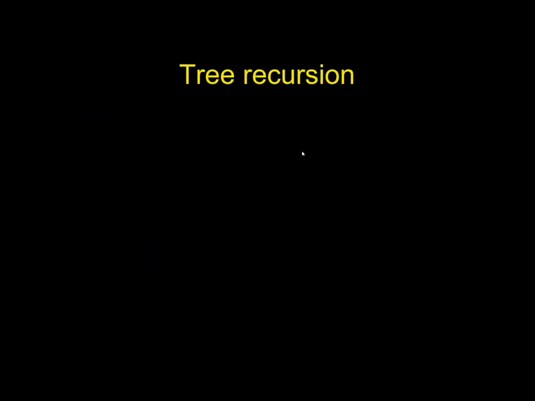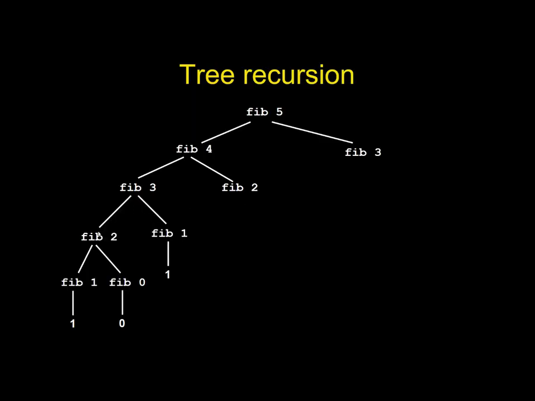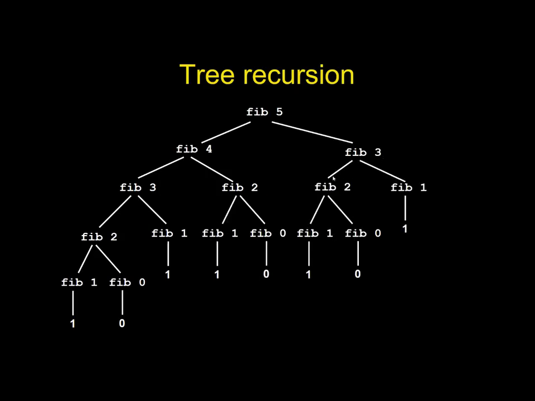Let's see how this recursion works. Fib5 will call Fib4 and Fib3. Fib4 will call Fib3 and Fib2, and likewise Fib3 will call Fib2 and Fib1, and so on. Same here, Fib2 will call Fib1 and Fib0, and Fib3 will call Fib2 and Fib1, etc.